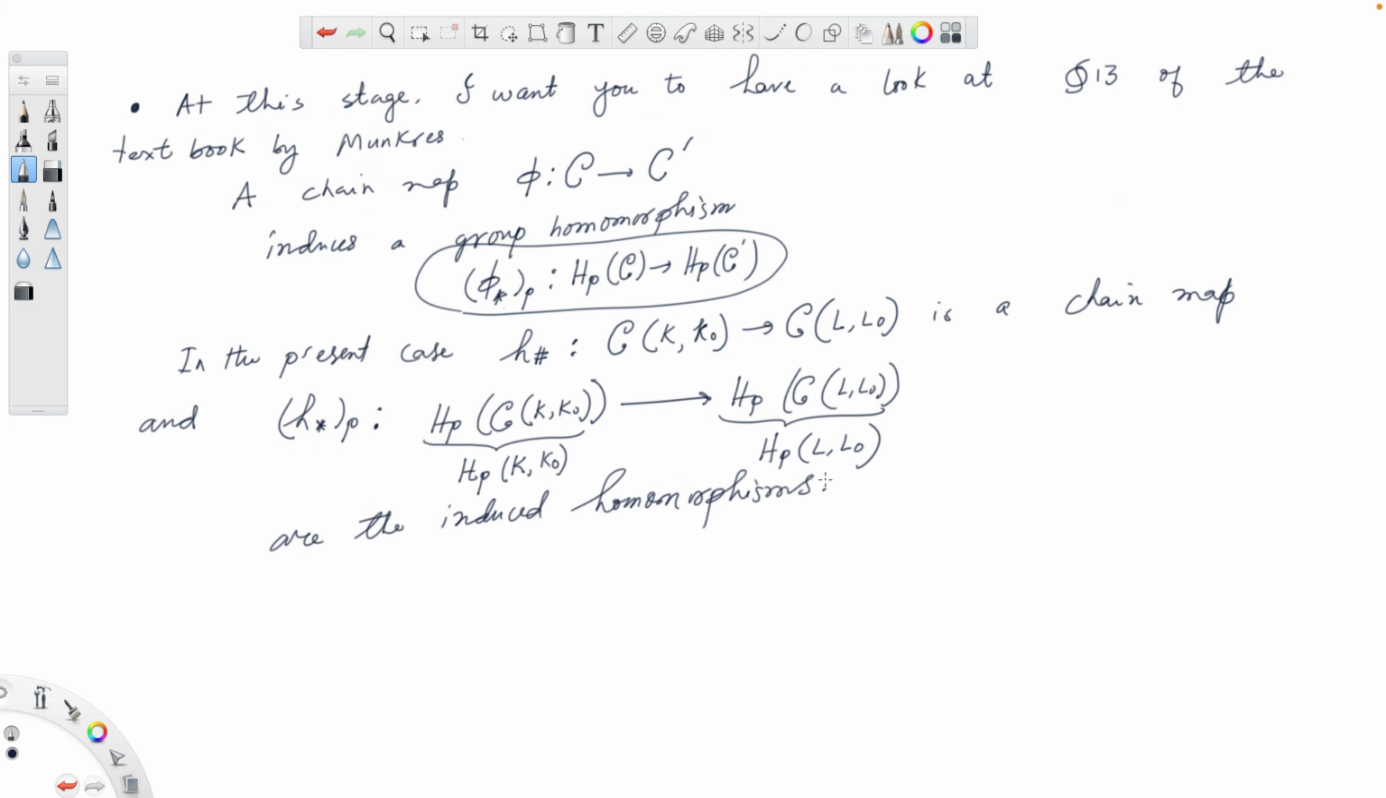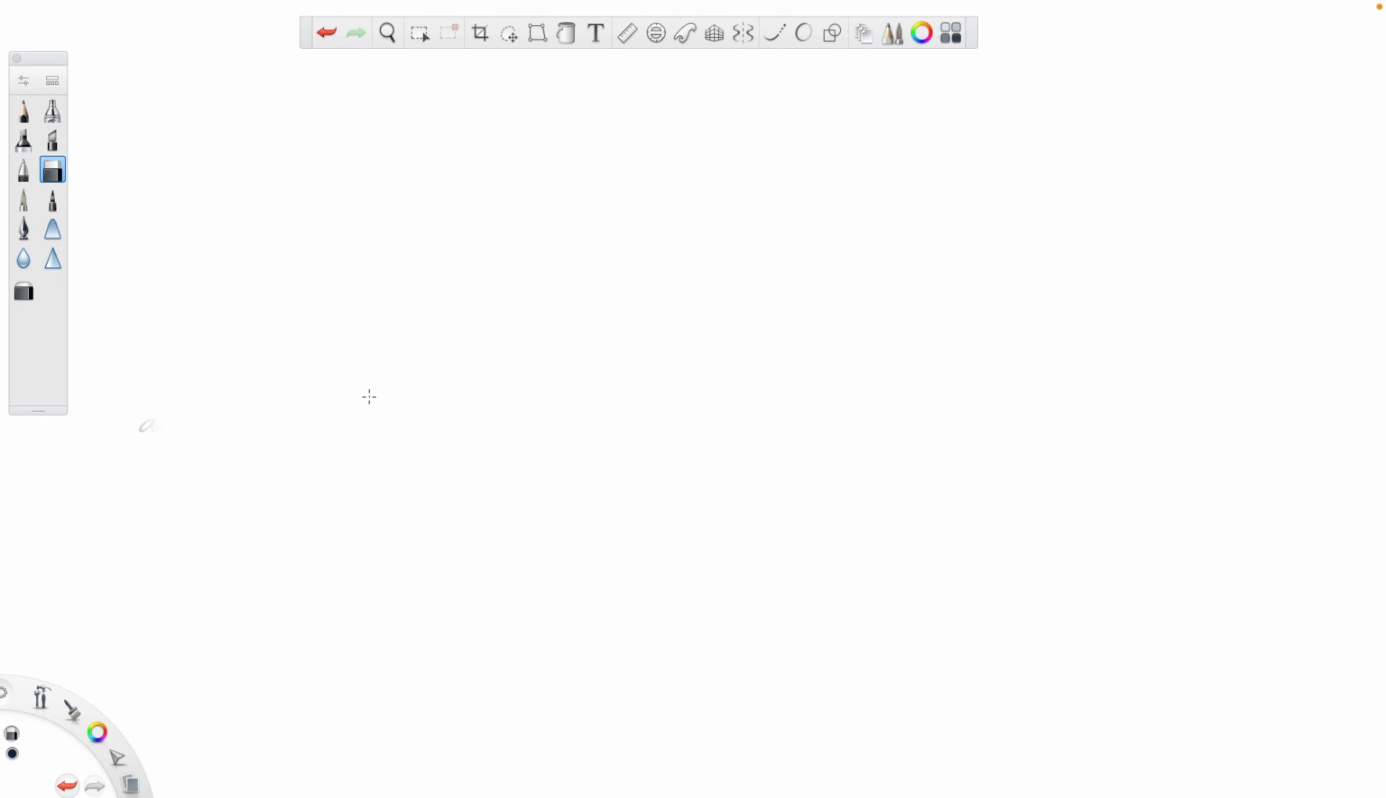So we have a chain map. Whenever we have a chain map between two chain complexes, we can translate to the level of homology groups. We can get group homomorphisms between homology groups. We can always do that, which are induced homomorphisms at the level of homology groups from the chain map between chain complexes. Okay, so this was one thing.